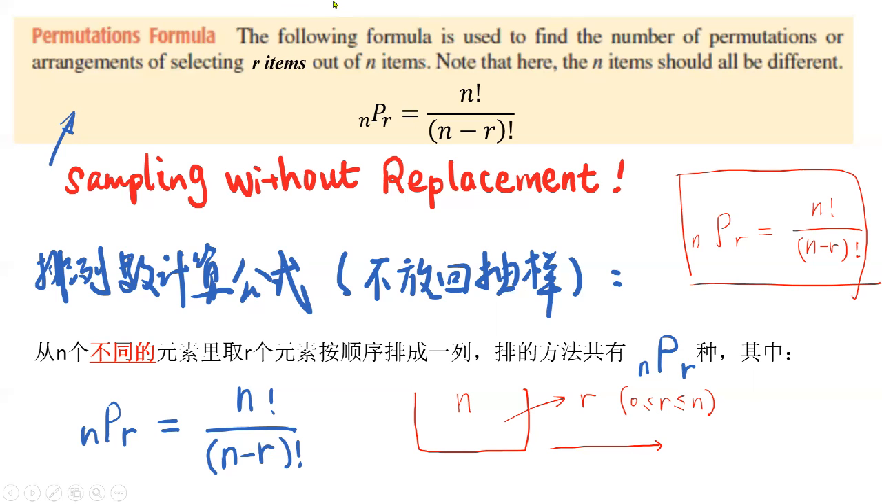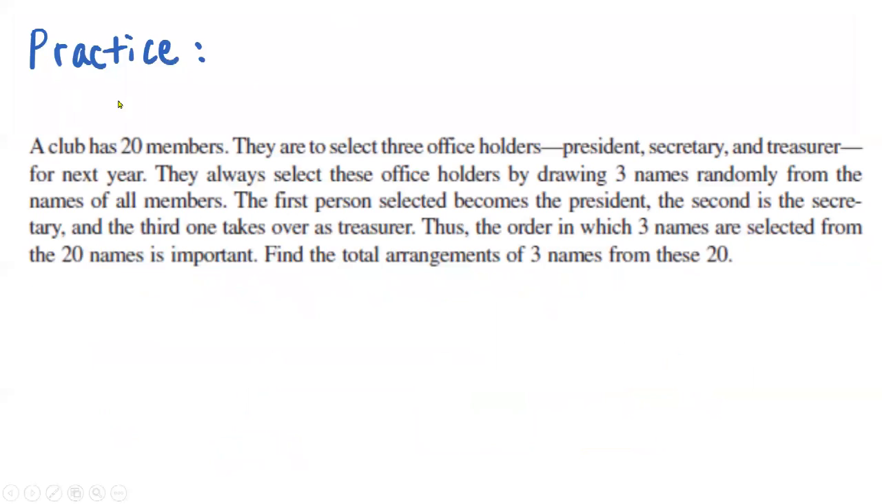Okay, have I put this down? Let's see some examples. First example: a club has 20 members. They are to select 3 office holders, president, secretary, and treasurer, for the next year. They always select these office holders by drawing 3 names randomly from the names of all members. The first person selected becomes the president, the second is the secretary, and the third one takes over as treasurer. Thus, the order in which the 3 names are selected from the 20 names is important. Find the total arrangements of 3 names from these 20. Okay, do you understand this question now?